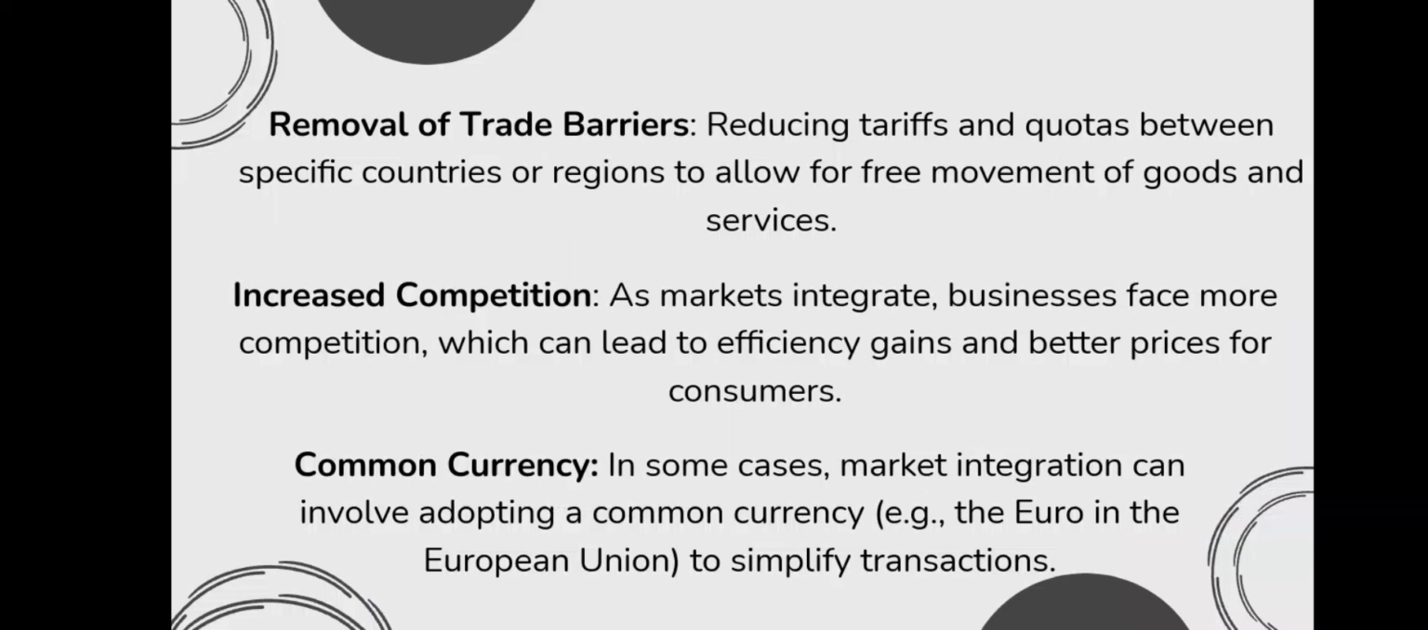Next is the increased competition. As markets integrate, businesses face more competition, which can lead to efficiency gains and better prices for consumers. So there will be competition, but this competition will help everyone to have positive gains.